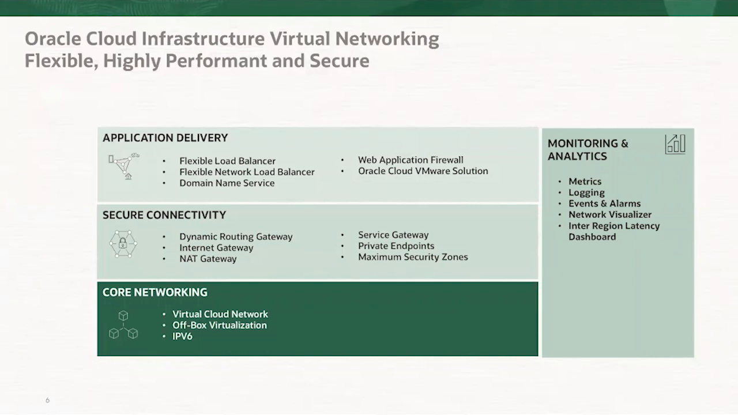With that, I'd like to focus on the products that we have in our OCI virtual networking portfolio. These products fall under 4 categories: application delivery, meaning products that support you as you deliver your applications to your end customers; secure connectivity; and core networking. And we also have monitoring analytics that spans all 3 of those areas. And today we'll be speaking to 6 of these in further detail.